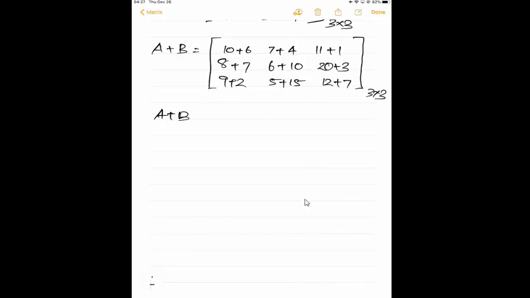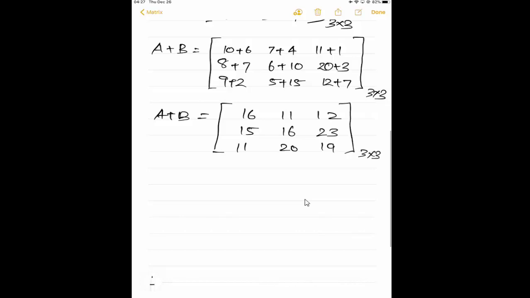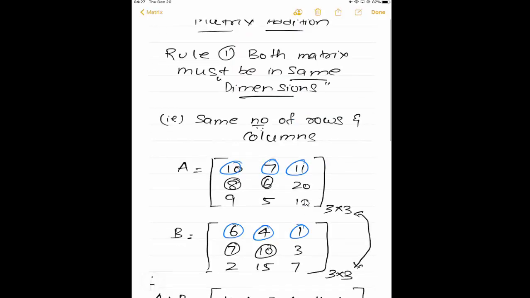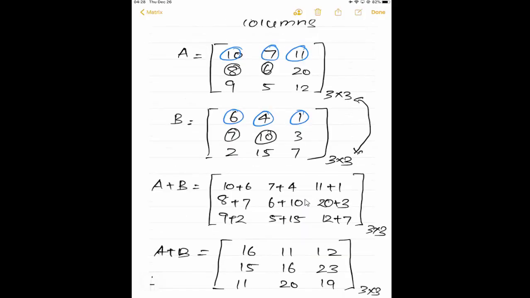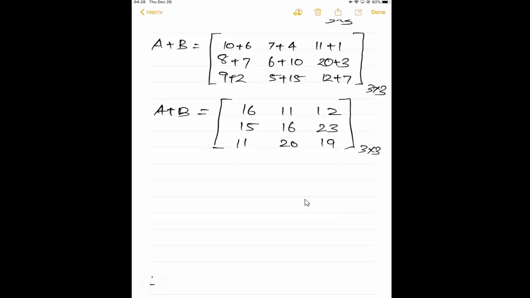Final matrix A plus B equal to, when you add, you'll get 16, 11, 12, 15, 16, 23, 11, 20, 19, and it's a 3 cross 3. If we want to add two matrices, the first rule is both matrices must be in the same dimension. The next step is, when we add matrix A and matrix B, just add element wise from both matrices. Hope you understood how to implement matrix addition.